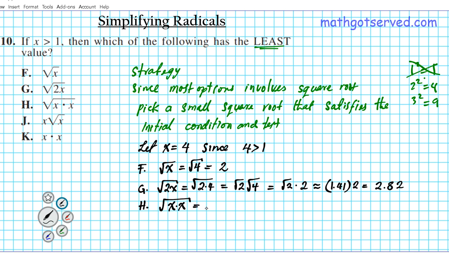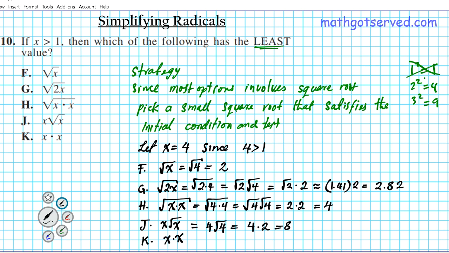H, the square root of x times x, is the square root of 4 times 4. Using the properties of radicals, this can be written as root 4 times root 4. If you root both of them, that's 2 times 2, which is 4. Option J, x root x. Let's substitute our test value 4 in there. So 4 root 4. This is 4 times the square root of 4, which is 2. 4 times 2 is 8. And lastly, K, x times x. X times x is going to be 4 times 4, which is equal to 16.